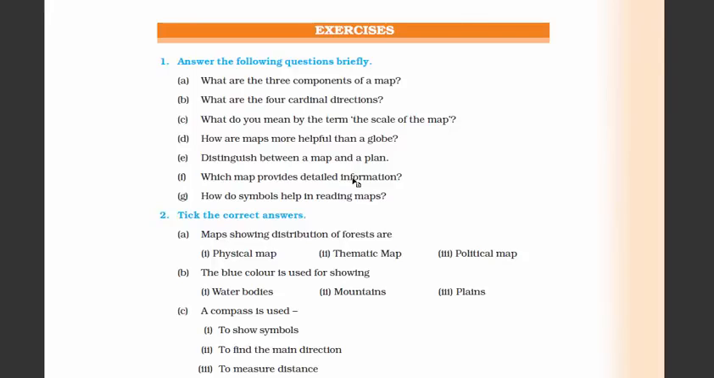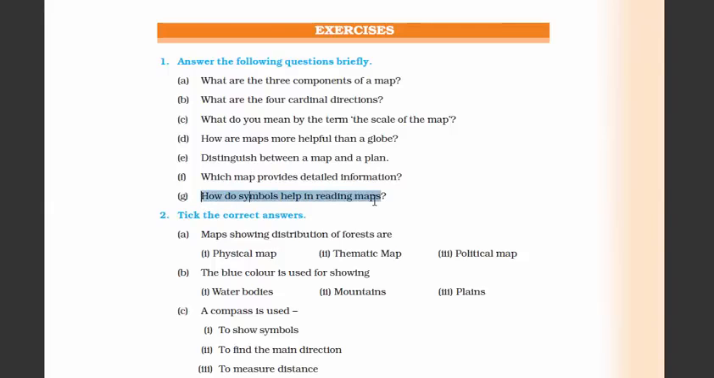Whereas thematic only deals with it's an information sort of map, right? Which just gives you the information of which is the place with highest rainfall, which are the places where you can see a lot of vegetation, etc. Whereas the physical map gives you a lot of information about the physical features of the earth, that is mountains, plateau, river, etc. So the answer is physical map.